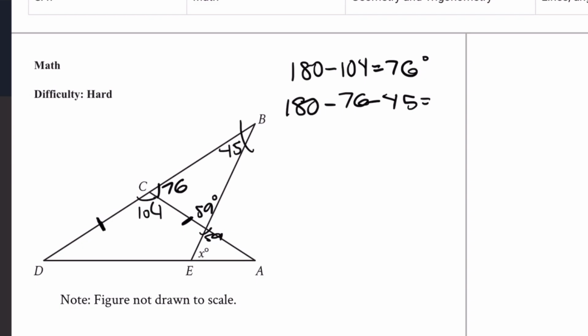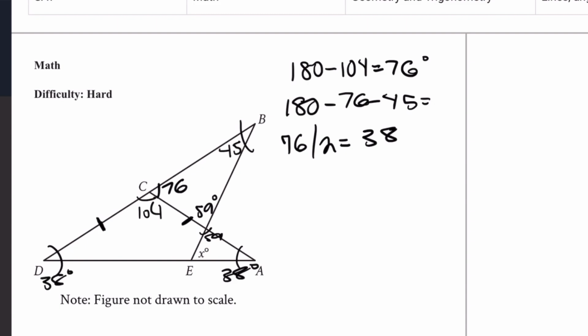All right, so what's next to do is recognize that because AC is equal to CD, angles A and D are going to be equal to each other. So all we have to do is 180 minus 104, which we already did, and we're going to go ahead and divide that by 2. And so each of those angles is going to be equal to 38 degrees.